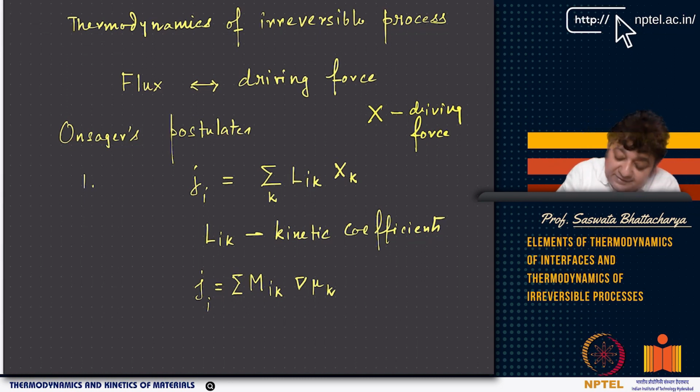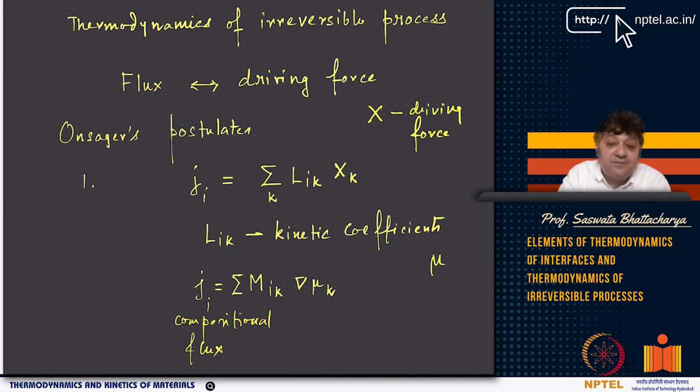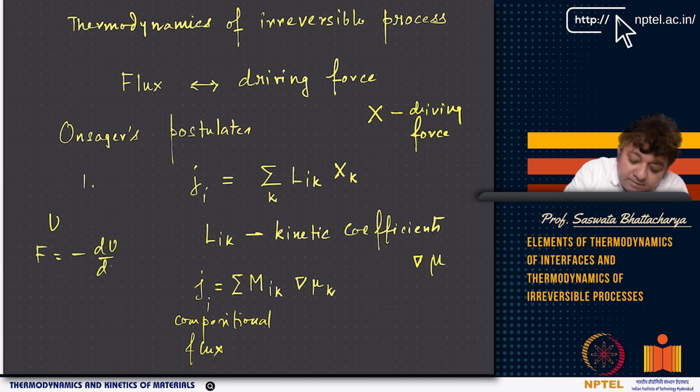So let me give you an example, the species concentration. This is the compositional flux, which is proportional to the driving force. The driving force is grad mu, where mu is your chemical potential. Why? Because if U is your potential energy, F equals minus dU/dx. So that is exactly what we are looking at.